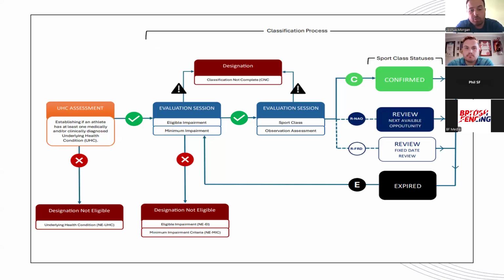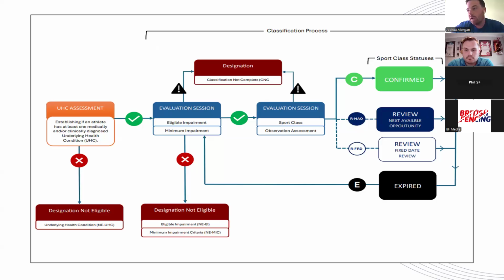The other options are review at the next available opportunity. An example of when this may be used is if a classifier is unsure over something that was presented differently, or potentially different, from the evaluation session to what they're seeing in competition. They may provide this status, review at next available opportunity, because they would like the athlete to be seen by a panel of classifiers before competing at the next opportunity that they have. And the final one is the fixed review date.